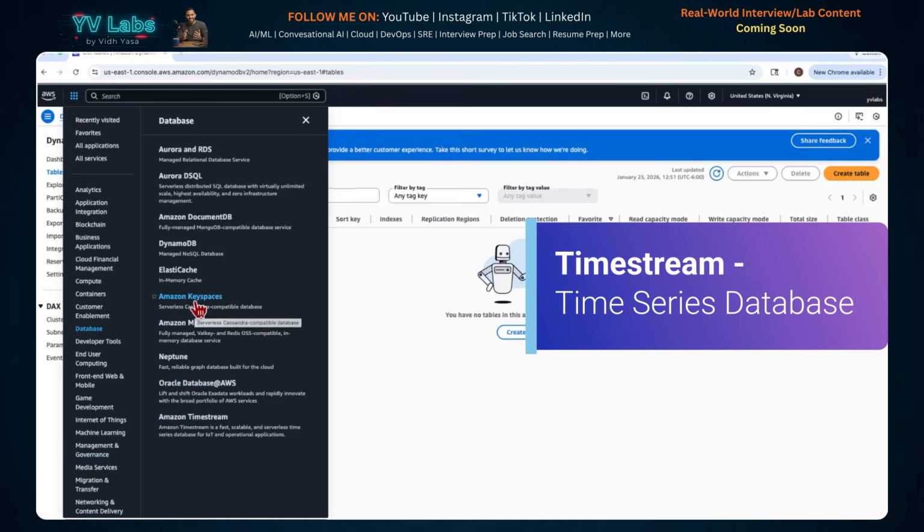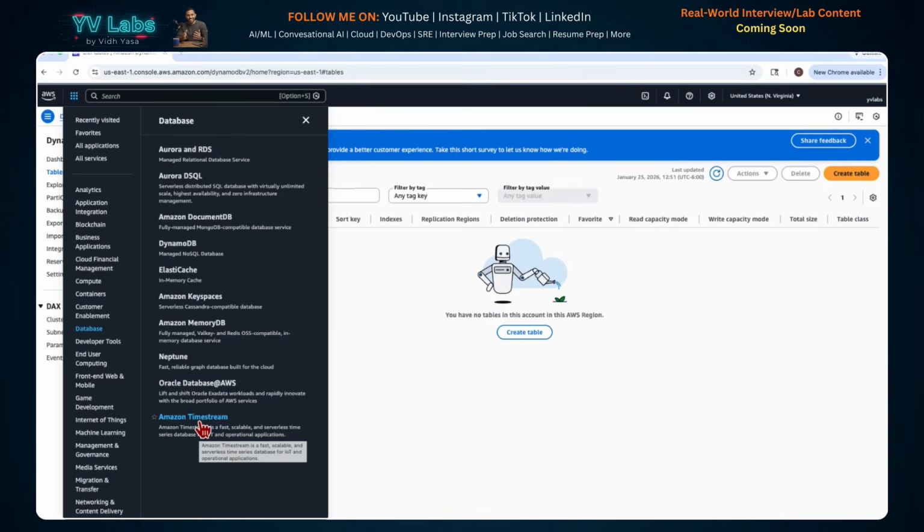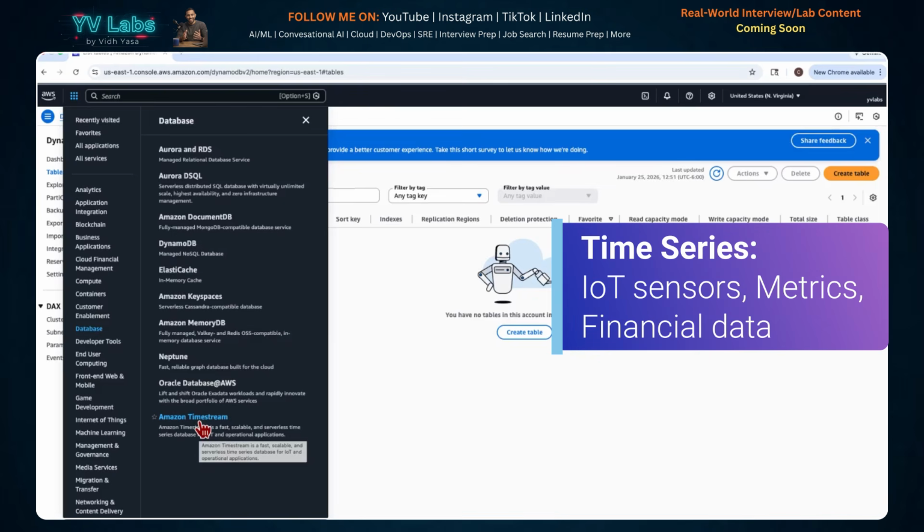And Timestream, that you can see over here, is purpose built for time series data. And what is time series data? Data points that are time stamped and collected over time. Examples can be IoT sensor readings, application metrics, DevOps monitoring data, financial tickers, anything where you are tracking values over time.